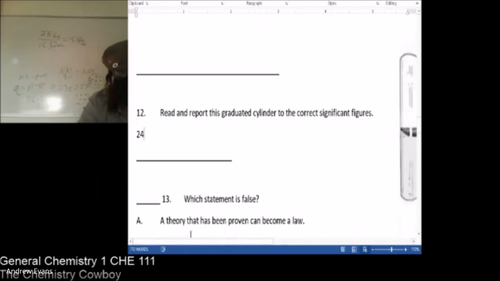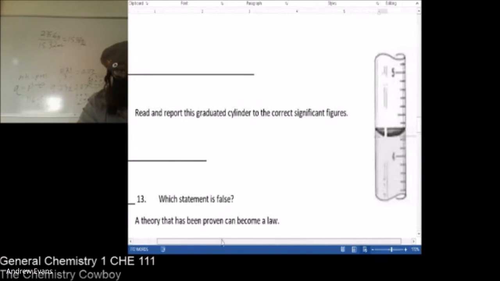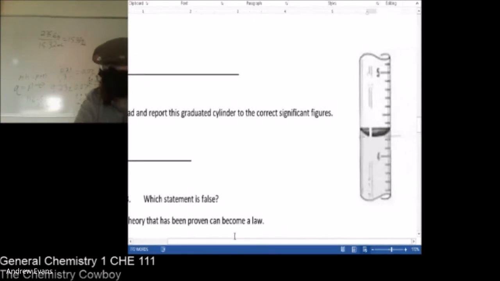Well, okay, this one, look for something like this. I've got to bring this over here so you can see it. But report this value to the correct number of significant figures.